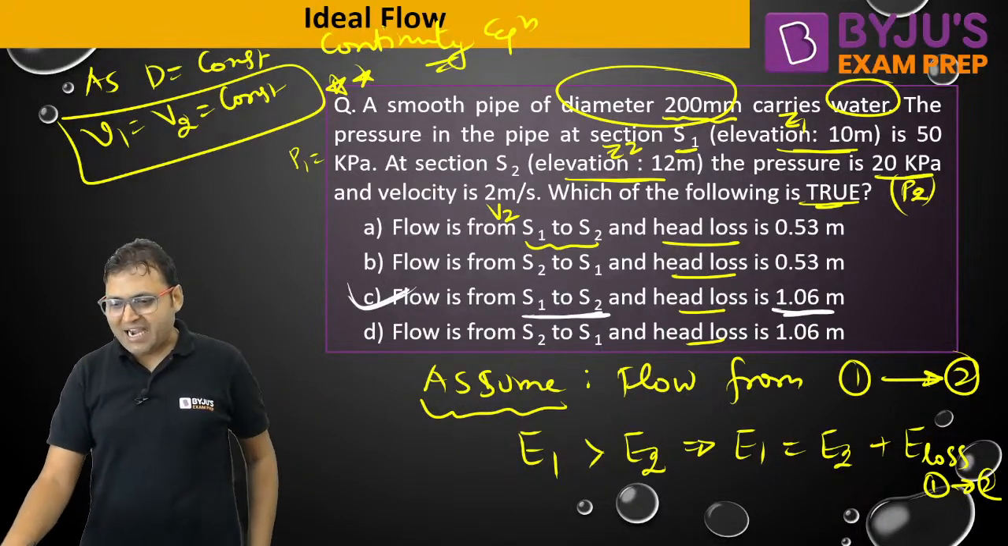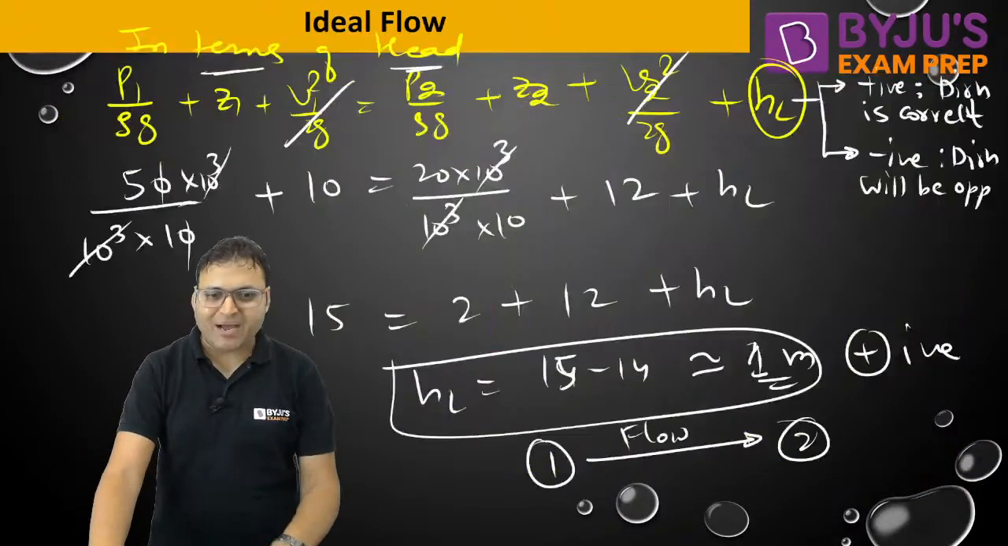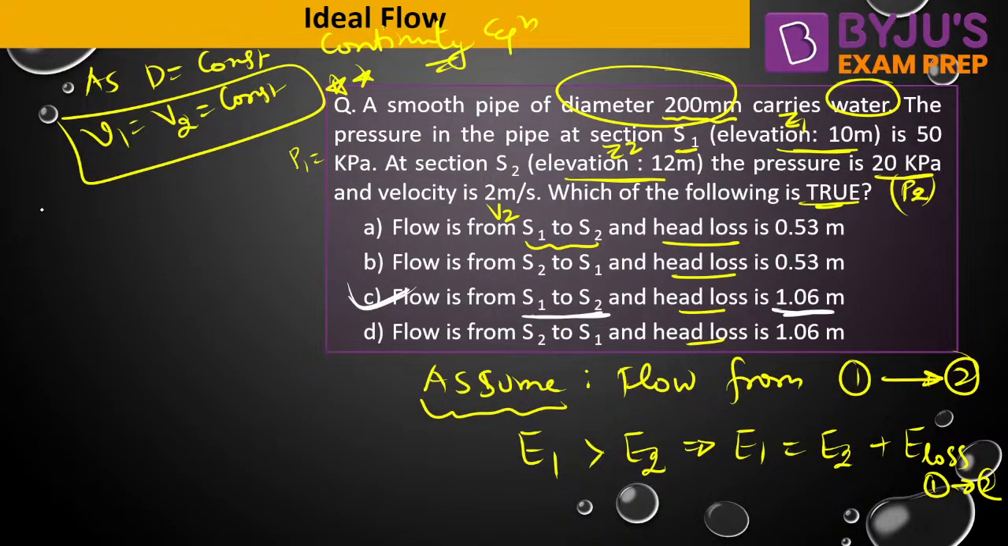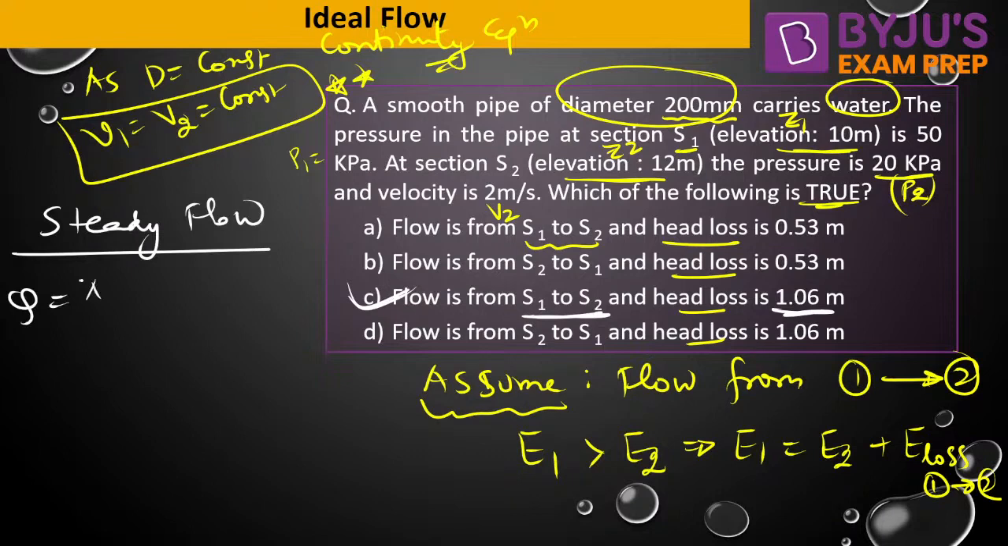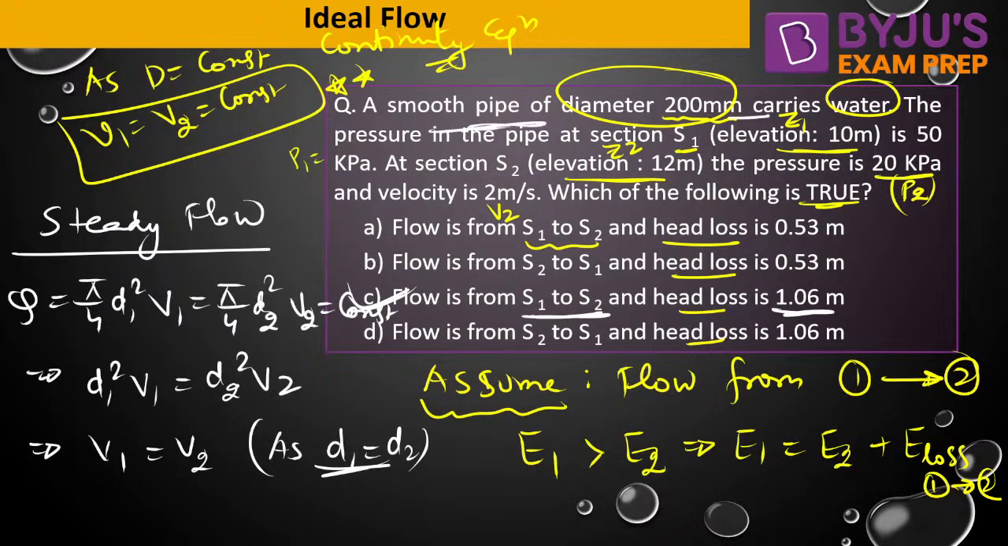Height will not decide, Pawan. Height of the pipe will not decide the velocity. Velocity will be decided by the discharge. We are assuming the flow is steady. For steady flow, discharge will be pi by 4 d1 square into v1, or pi by 4 d2 square into v2, which remains constant, right? Or we can say d1 square into v1 is equal to d2 square into v2. So from here we are getting v1 equal to v2 as d1 is equal to d2. Diameter remains the same. Diameter is 200 mm.